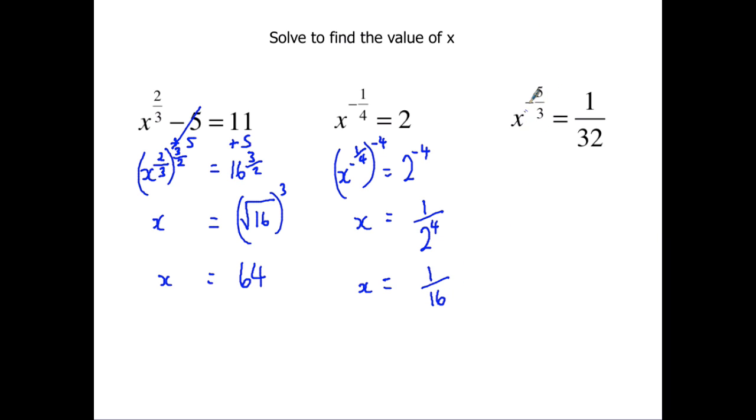Again here, x to the power of minus 5 over 3, so we'll raise all of that to the power of minus 3 over 5.